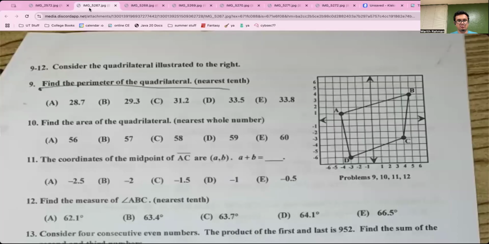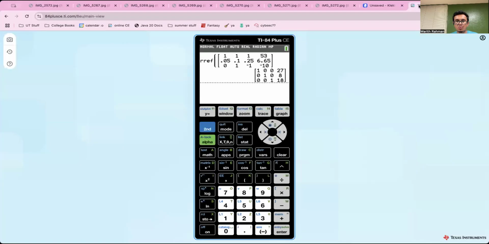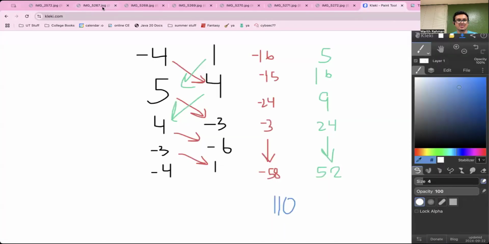And, okay, that makes me think I miswrote a digit. Negative 4, 1. I knew this was going to happen.